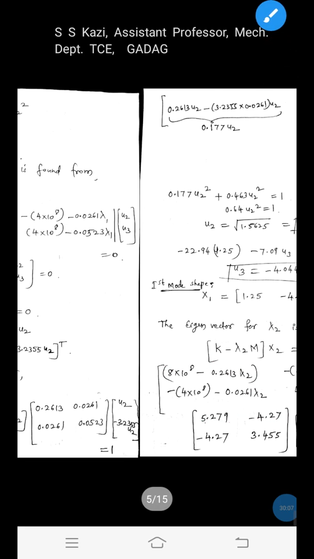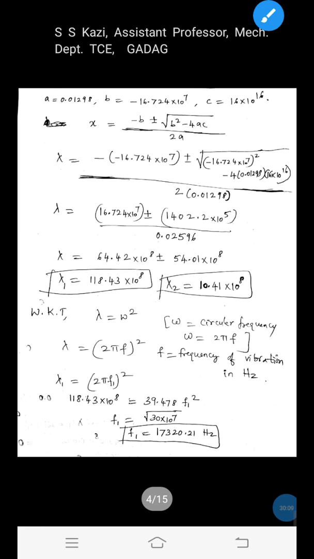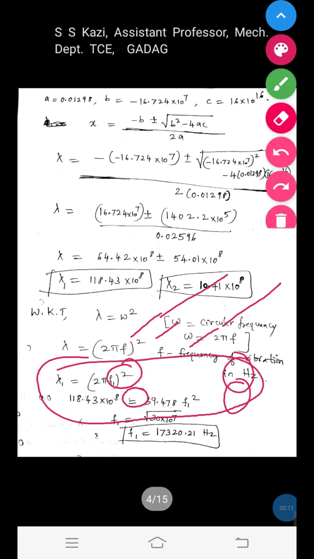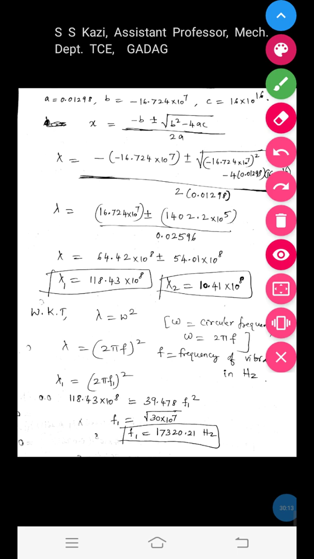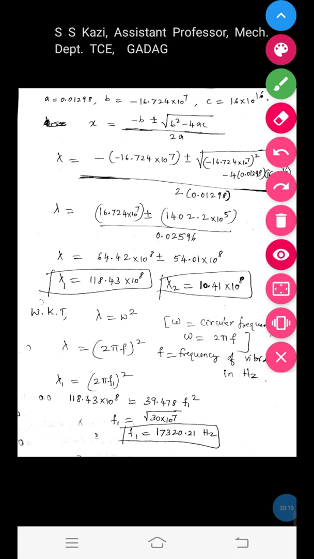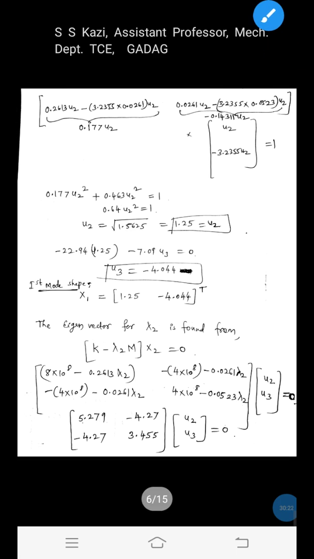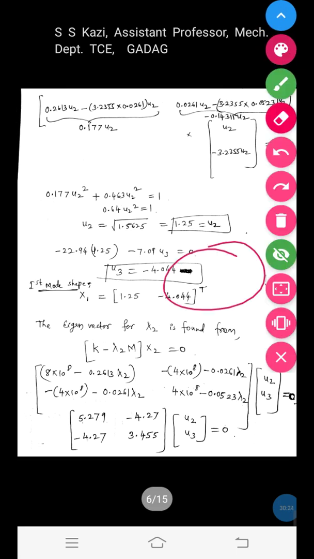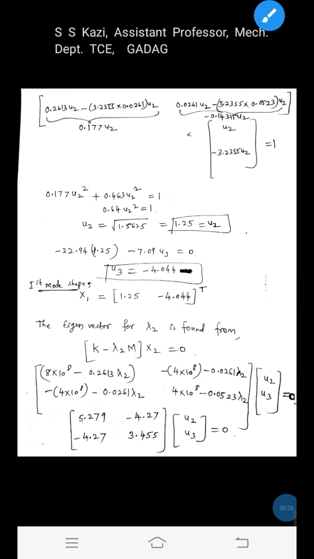Lambda 2 value we have already calculated. How much did we get? You can observe lambda 2 value is 10.41 into 10 raised to 8. If we substitute this into the matrix, K minus lambda 2 M, as we already got K minus lambda M, just now I have discussed for the first eigenvector for lambda 1.